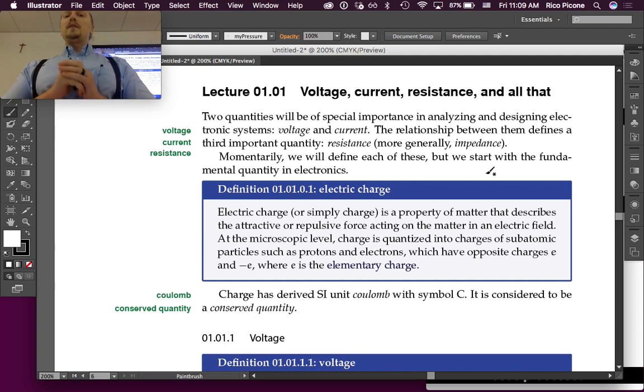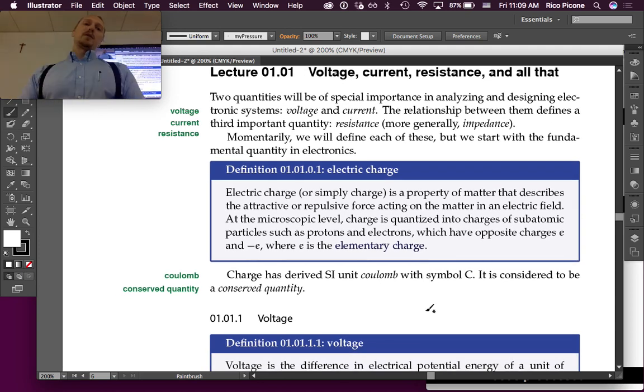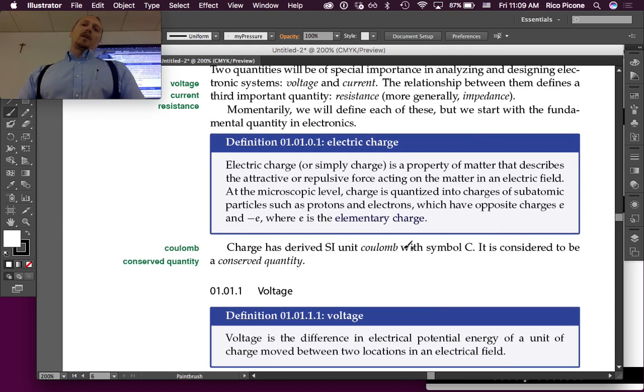Momentarily, we will define each of these, but we start with the fundamental quantity in electronics, which is electric charge. Sometimes we just call it charge. It's a property of matter that describes the attractive or repulsive force acting on the matter in an electric field.